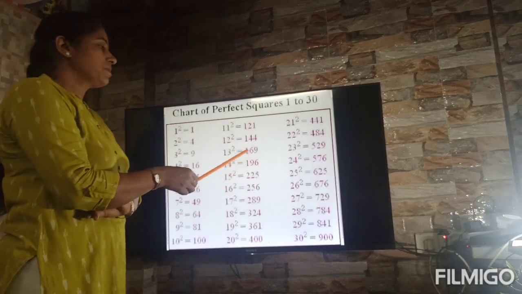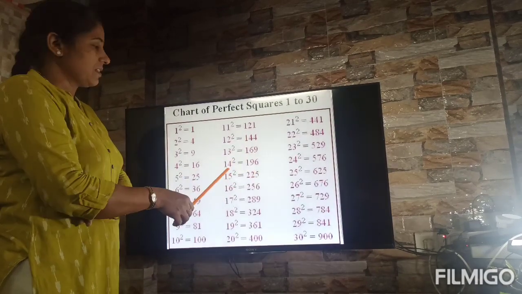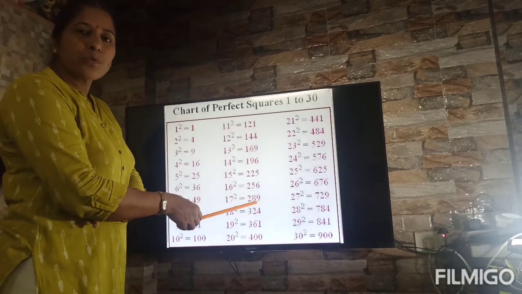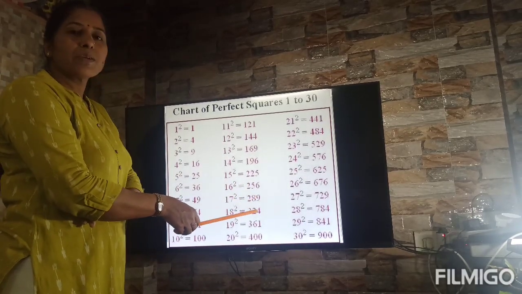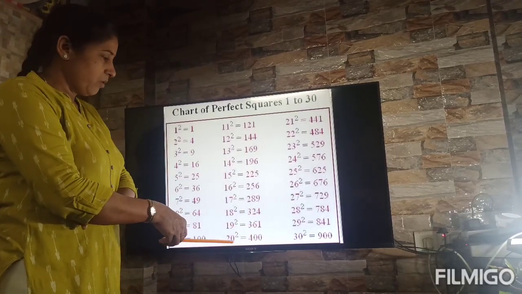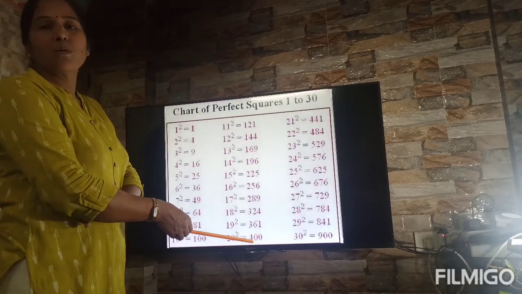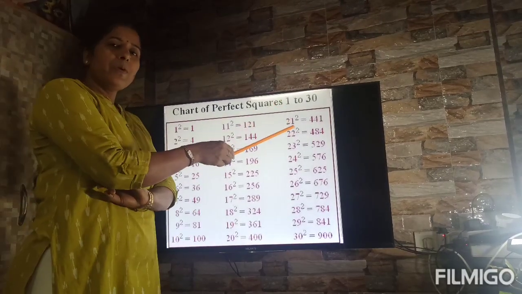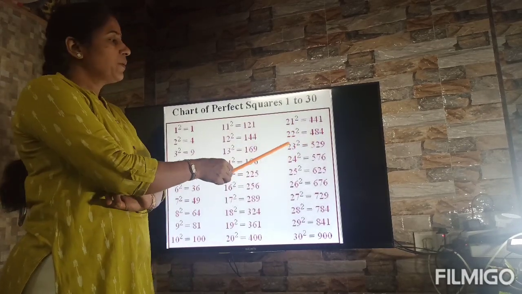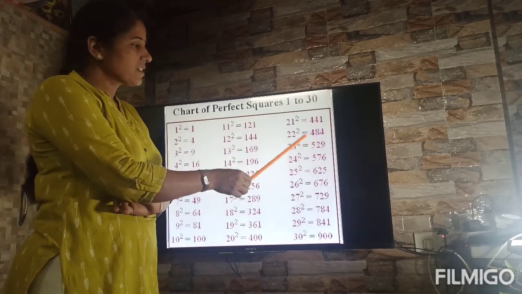13 square is equal to 169. 14 square is equal to 196. 15 square is equal to 225. 16 square is equal to 256. 17 square is equal to 289. 18 square is equal to 324. 19 square is equal to 361. 20 square is equal to 400. 21 square is equal to 441. 22 square is equal to 484. 23 square is equal to 529. 24 square is equal to 576.